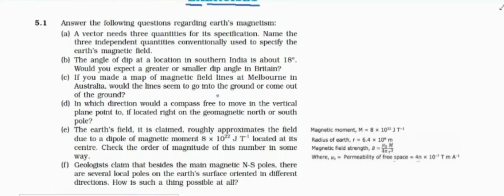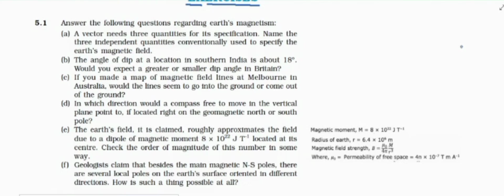But see, if you made a map of magnetic field lines at Melbourne in Australia, would the lines seem to go into the ground or come out of the ground? Australia is in the southern hemisphere. Therefore, the Earth's magnet has its north pole close to the south pole of Earth. So, as it is the north pole at the geographical south, the magnetic field lines will come out of the ground.